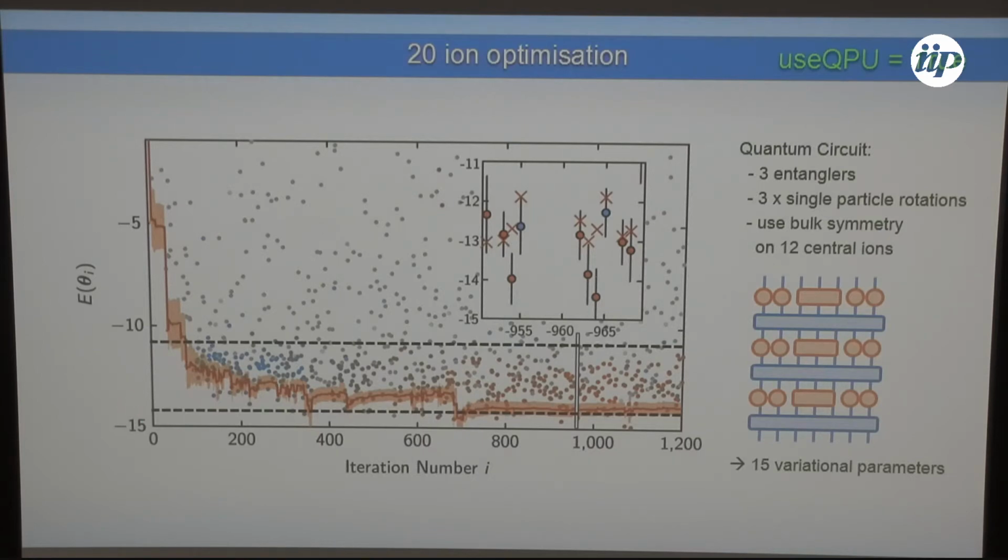Yeah, that's just for reference. In principle, you don't know this, right? Yeah, it's just a simulation. So for 20, I can just about do this.